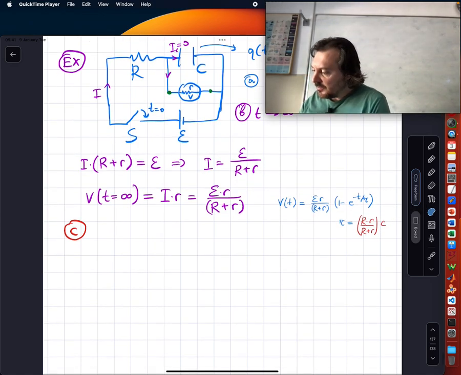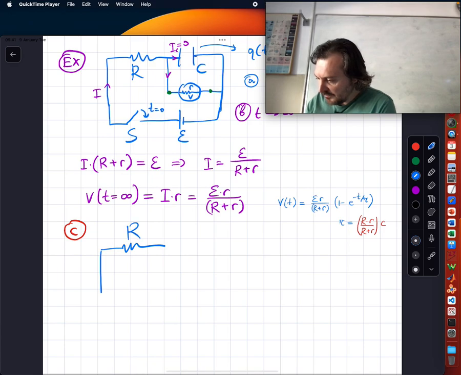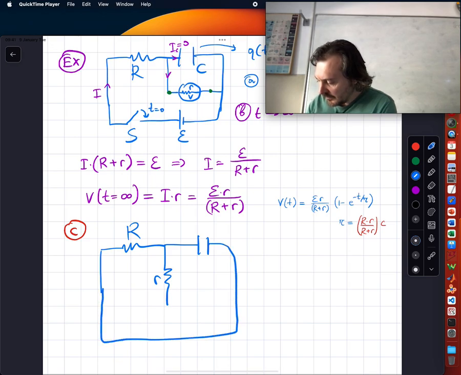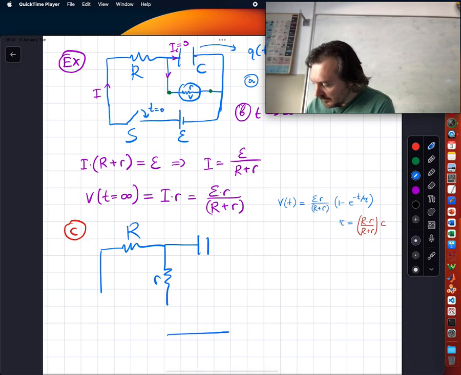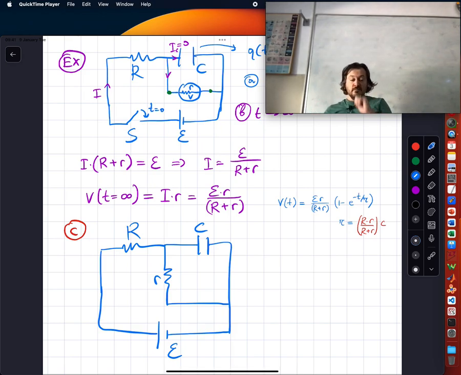So at any arbitrary time, to figure it out, you need to properly draw this circuit one more time. You have small r's here, a C here, and an E here, and this is the system, right? Then you have to write down Kirchhoff's rules.